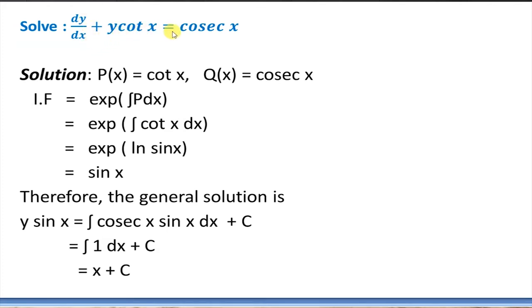We'll solve this differential equation, dy by dx plus y cot x is equal to cosecant x. Clearly it is a linear differential equation.